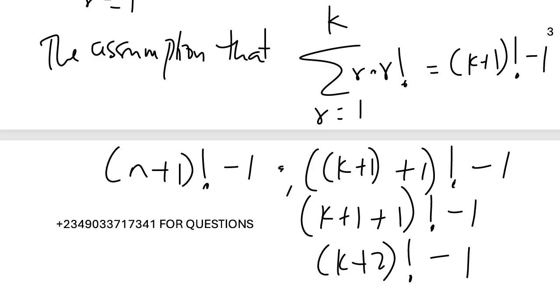Then at the end of the day, if maybe I ask this in an essay, you will conclude that yes, for all n greater than or equal to 1, the summation of r times r factorial from r equal to 1 to n is equal to n plus 1 factorial minus 1. Do you understand?